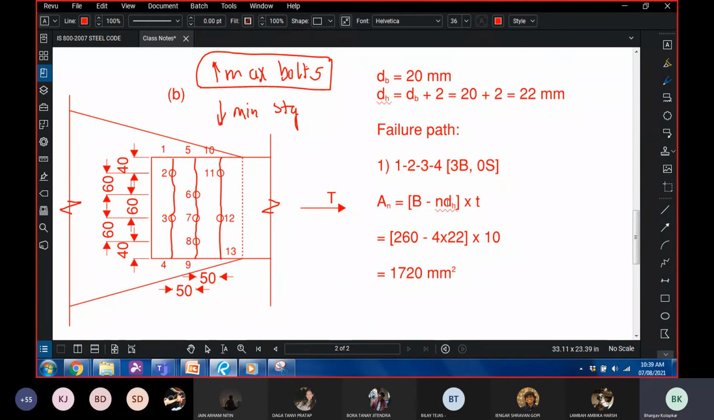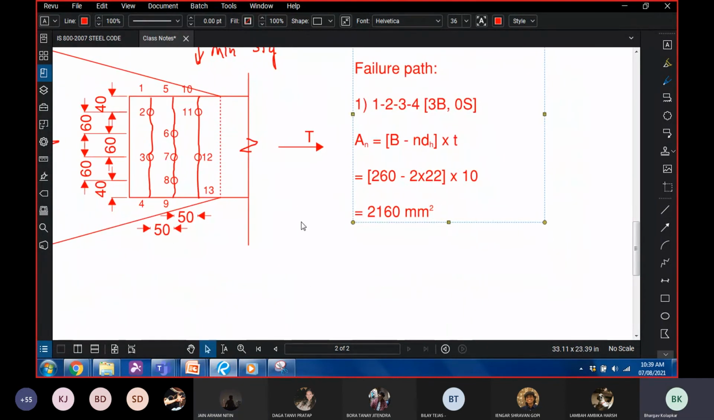So AN here is b minus n times of dh into t. B is 260. N is 2 because there are 2 bolt holes, into 10. Can someone quickly give me an answer? 2160 mm square. That's our first failure path.